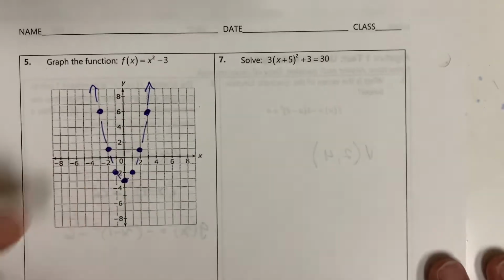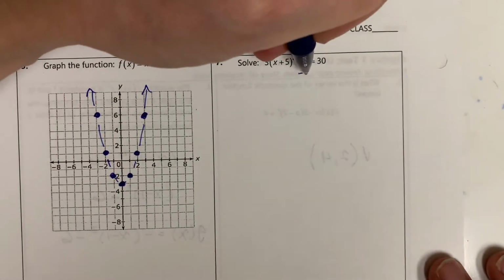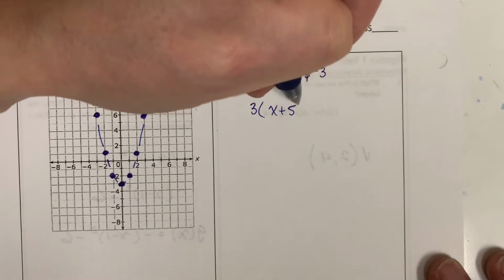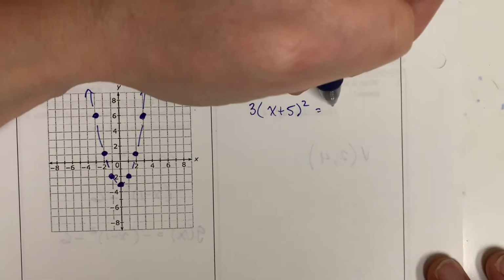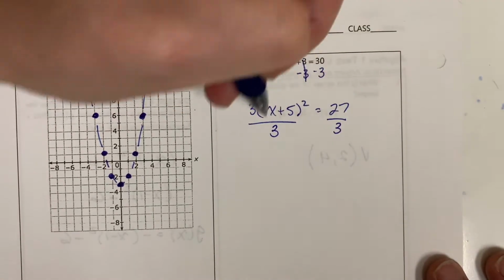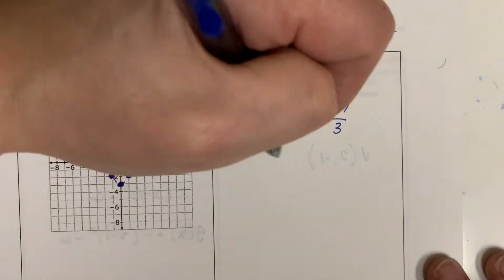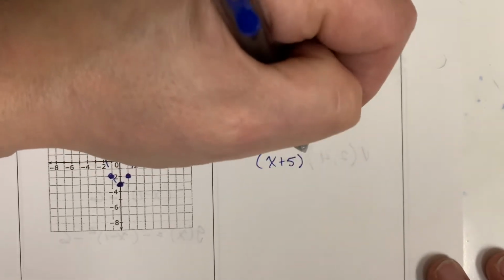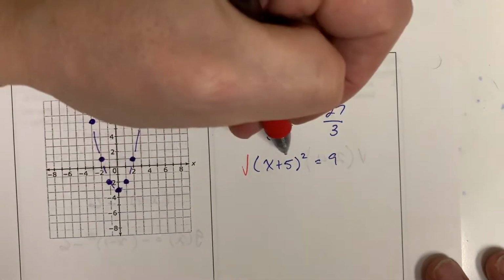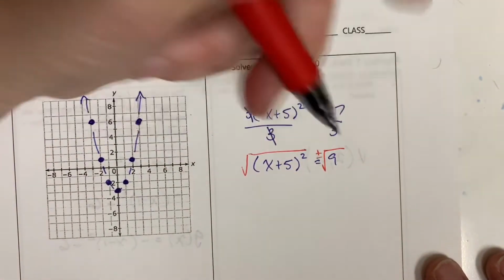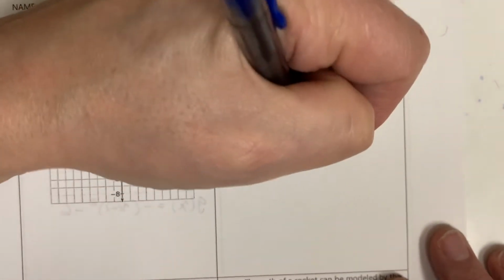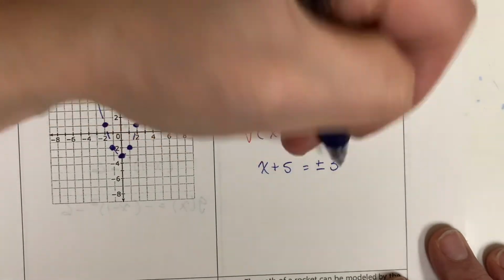Problem number 7. First thing we're going to do for this one is subtract 3 on both sides. We're going to get 3 times x plus 5 squared is equal to 30 take away 3 is 27. We are now going to divide both sides by 3. Never distribute with a quadratic. We have x plus 5 squared equals 9. We're now going to take the square root of both sides. Plus or minus, don't forget it. We now have x plus 5 equals plus or minus 3, because the square root of 9 is 3.